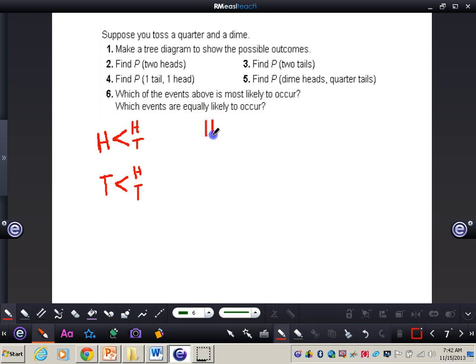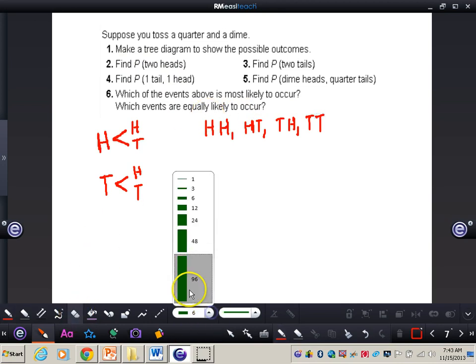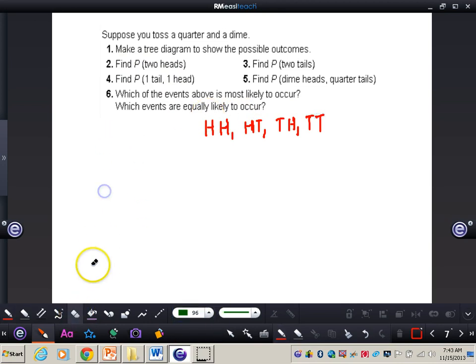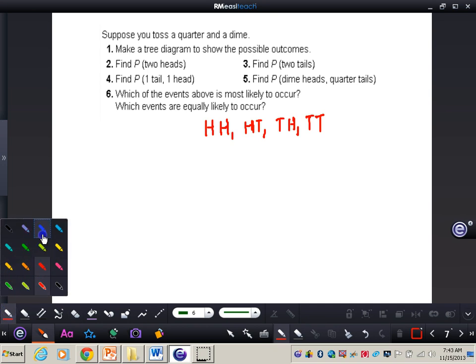Okay, we can see heads, heads could be the first one, heads, tails could be the second outcome, tails, heads, and then finally tails, tails. So 4 possible different outcomes. Okay, now we'll be able to take this information, and now what we will do is we're going to answer some of the questions that follow along here for this problem.